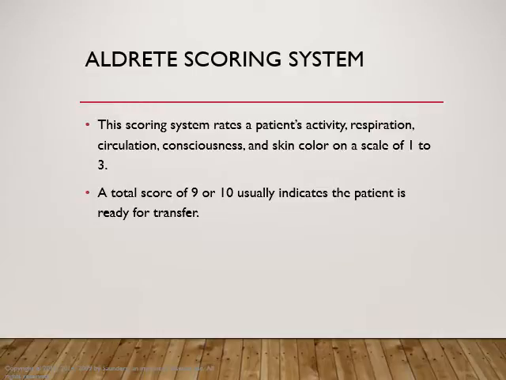Aldrete scoring system. This scoring system rates a patient's activity, respiration, circulation, consciousness, and skin color on a scale of 1 to 3. A total score of 9 or 10 usually indicates the patient is ready for transfer.